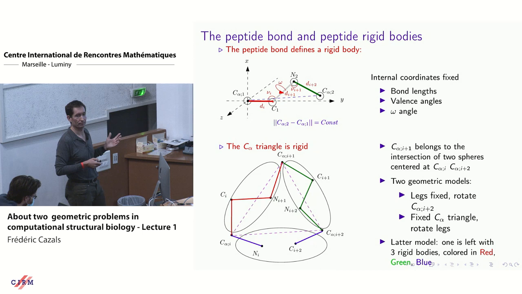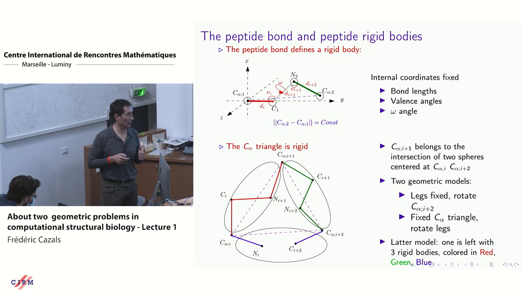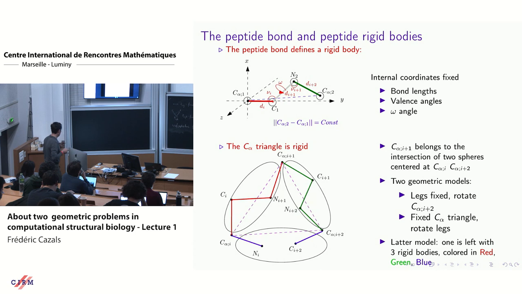And now if you think about the deformations of a tripeptide you can make, there are two ways to think about this. So we can reckon in two different coordinate systems. In the first one, we are going to assume that the two blue segments sit in a plane, let's say the plane of the slide. And we are going to move around the red and the green rigid bodies.